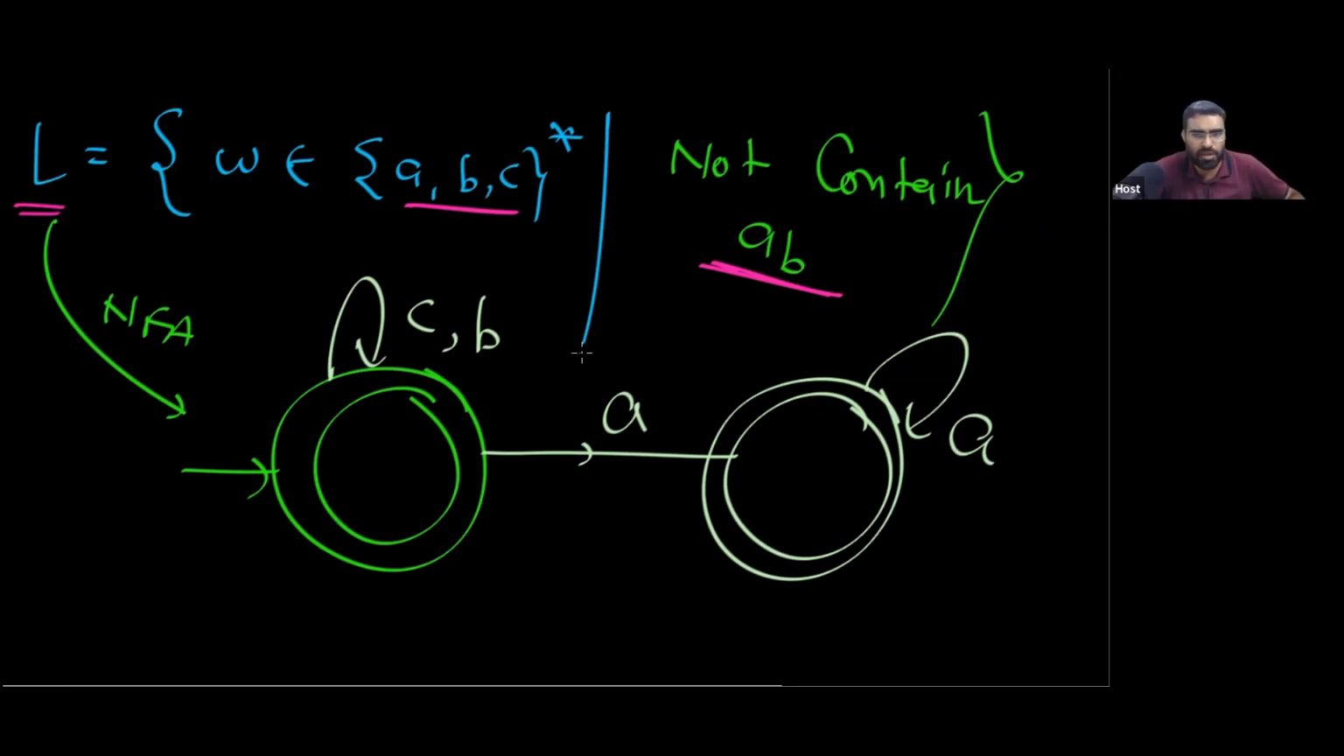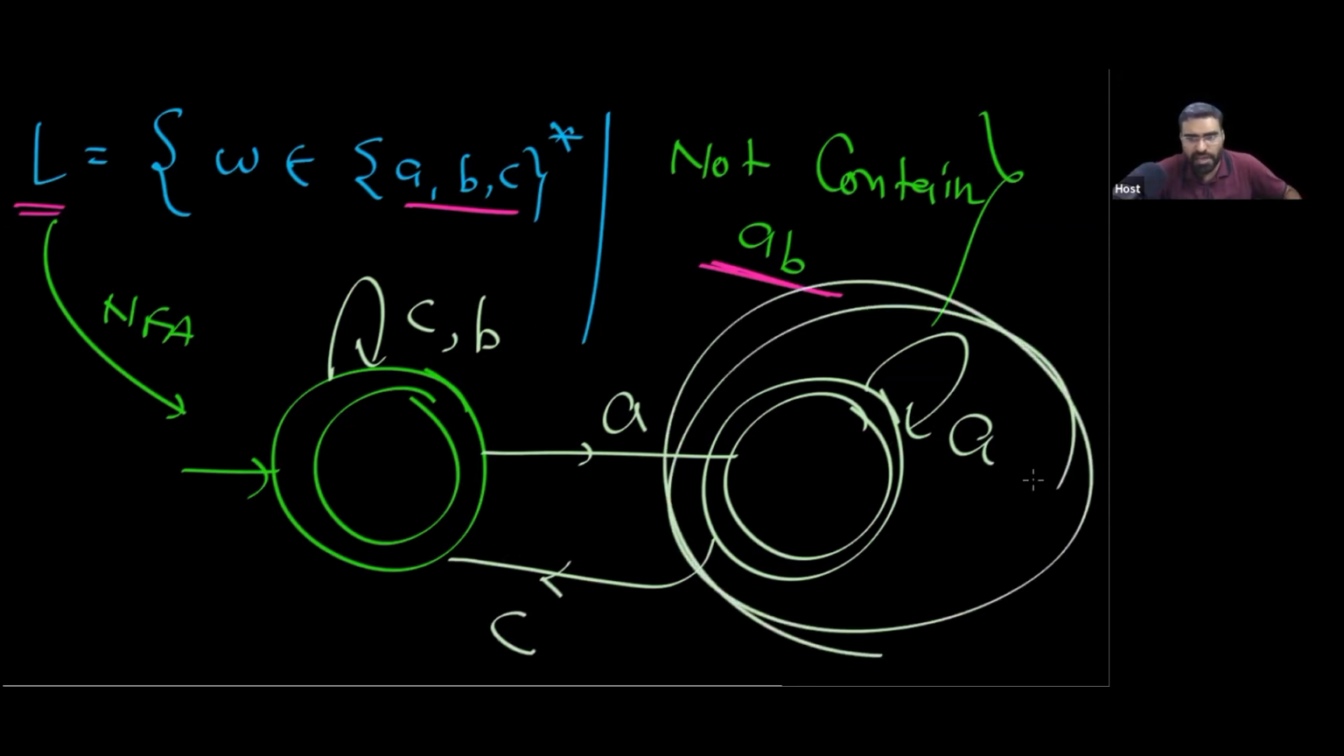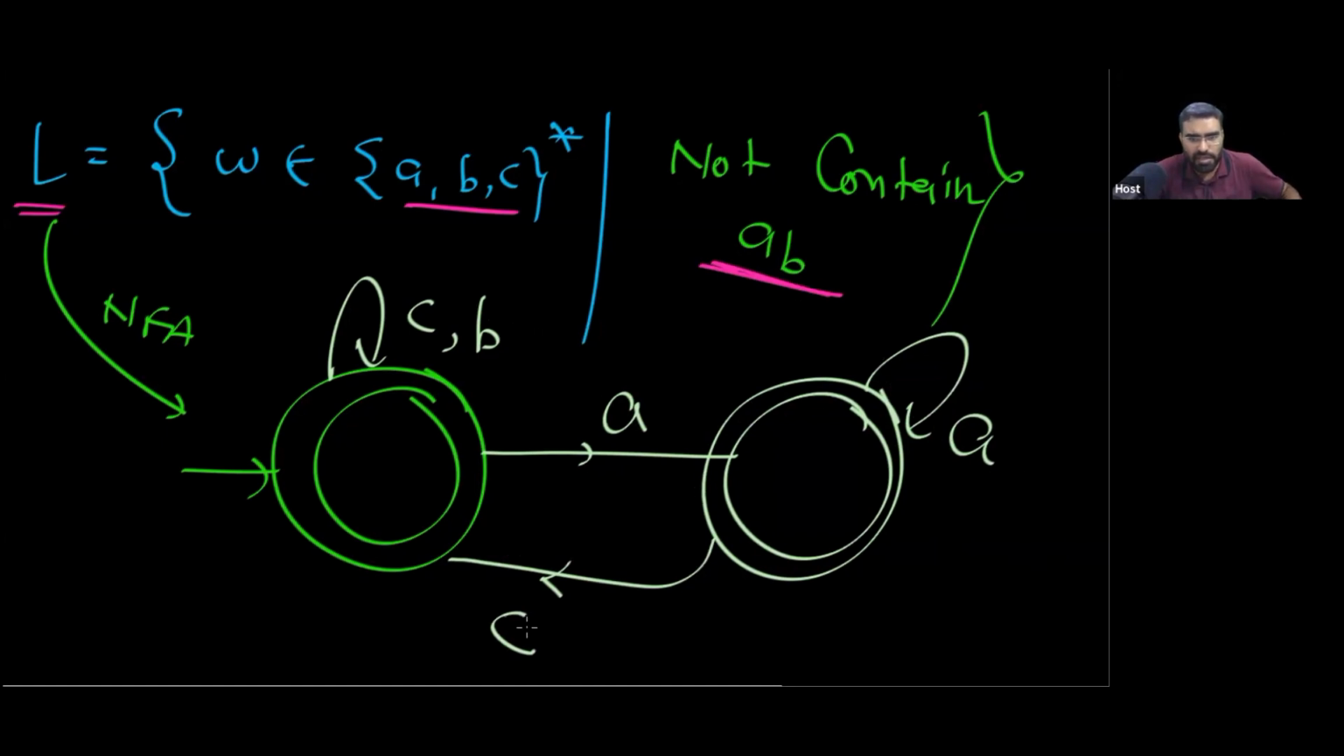Tell me, after A, which symbol can come? After A, any number of A can come. I have no problem. But after A, C can also come, right? If C is coming, after C, B can come. Yes or no? After C, any number of B can come.